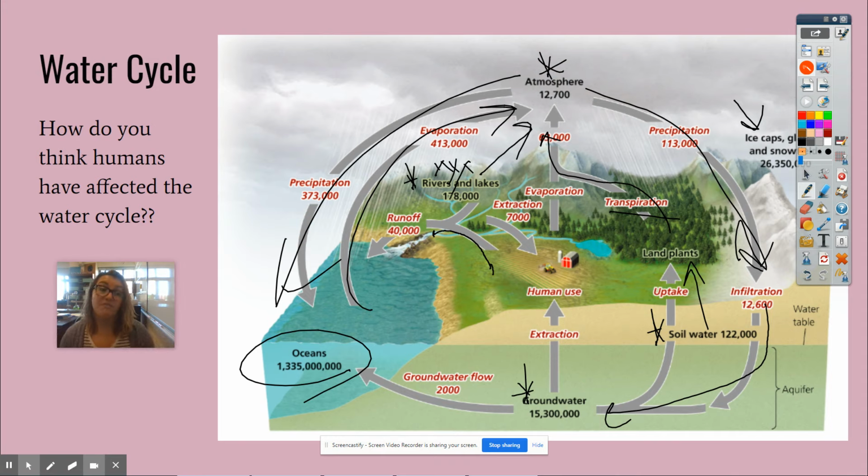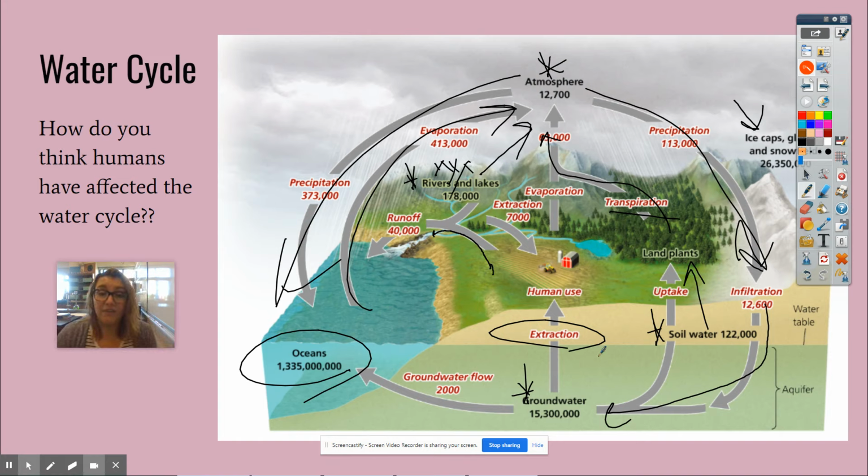So we have affected the water cycle through our extraction, definitely, of groundwater. We are extracting groundwater at faster rates than it can be replenished, which is not good in places where there's already drought, like out in California, and even just out west. One of the largest groundwater resources is almost entirely gone because we're extracting so much water at such a fast rate.